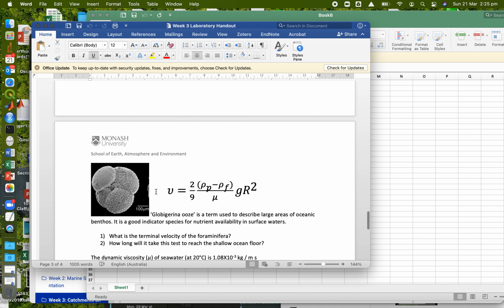And here is omega. So this is the terminal velocity calculation. We need to know the radius squared. We need to know g. We need to know the density of the particle minus the density of the fluid. And we need to know the dynamic viscosity of seawater, which I give you over here. And we need to know 2/9.